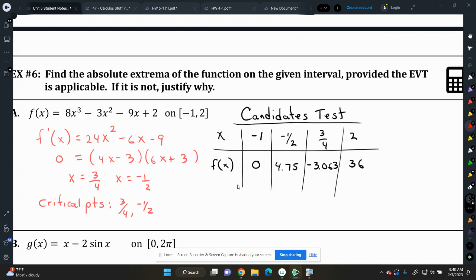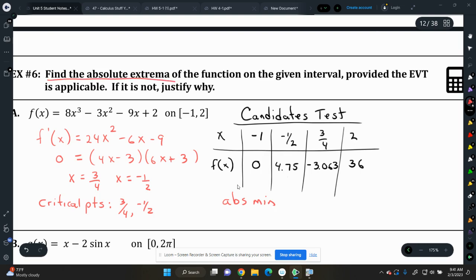Okay, find the absolute extrema of the function provided the EVT is applicable. Well, the EVT is definitely applicable. It's continuous on that interval, right? So for my absolute extrema, I have an absolute minimum. It said to find the absolute extrema. It didn't ask you to tell them where it occurs. What is the absolute minimum? Absolute minimum of negative 3.063. Absolute maximum of 36. Okay.